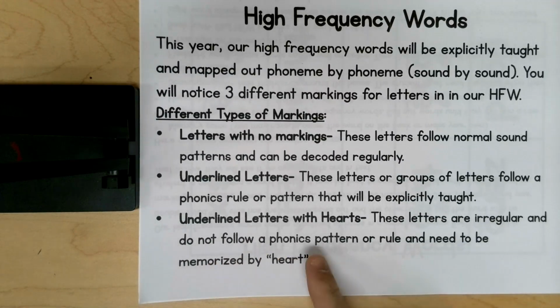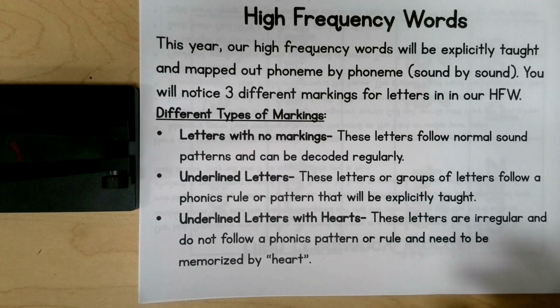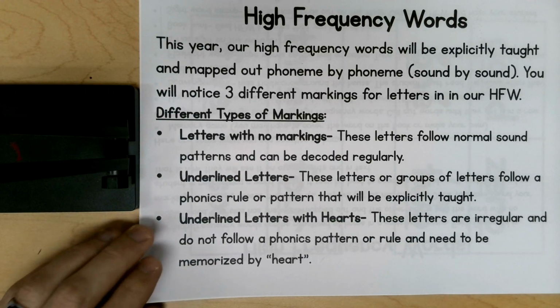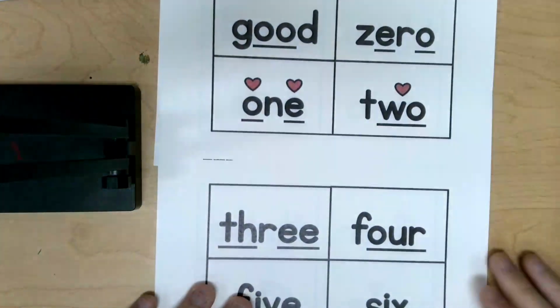And then the last one is underlined letters with hearts above. These letters or groups of letters are irregular and don't follow any normal phonics pattern. These just need to be memorized by heart. So that's why we put that up there. So when we map each word, we break each word down and talk about each letter. Does it follow the normal pattern? Does it not? And this is hopefully helping our students learn these words in a different way so that when they see them in books or in text, they will be able to do that.